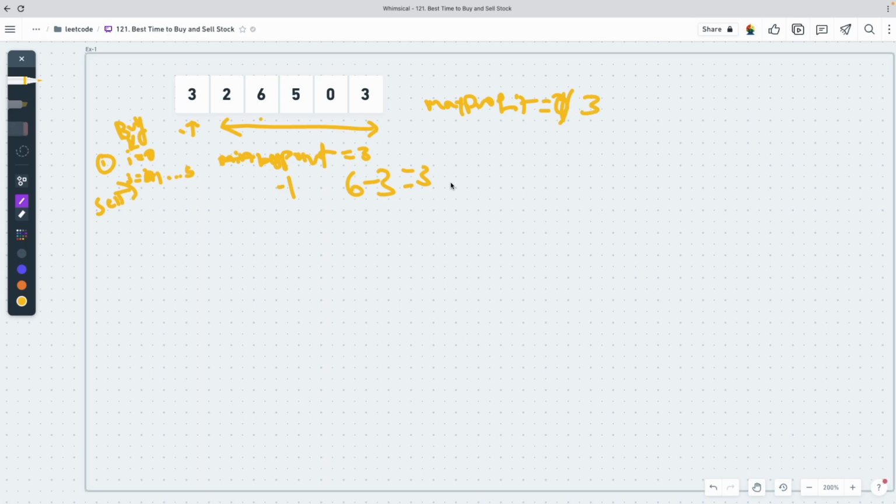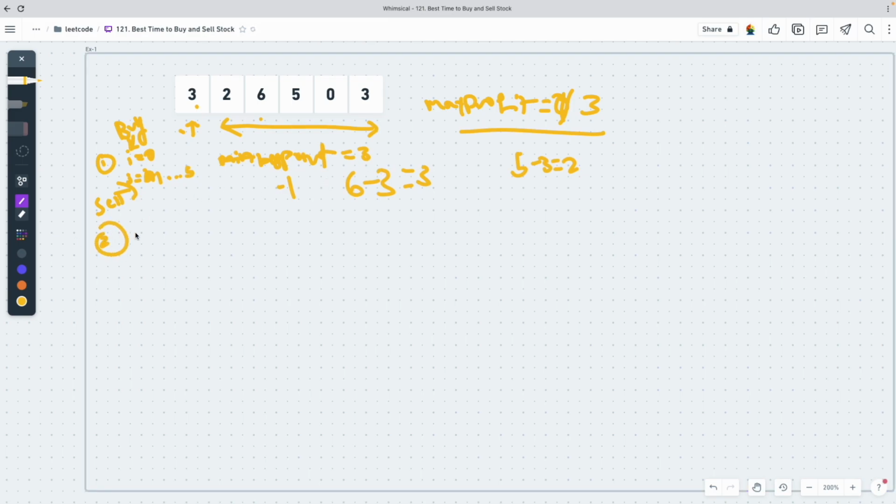Next, j goes to 5, so the profit would be 5 minus 3, which is 2. 2 is less than 3, so no updation. Next value is 0. 0 minus 3 is minus 3, no change. 3 minus 3 is 0, no change. So at the end of the first iteration, if 3 is our buy point, the maximum possible profit we can make is 3, which is 6 minus 3.